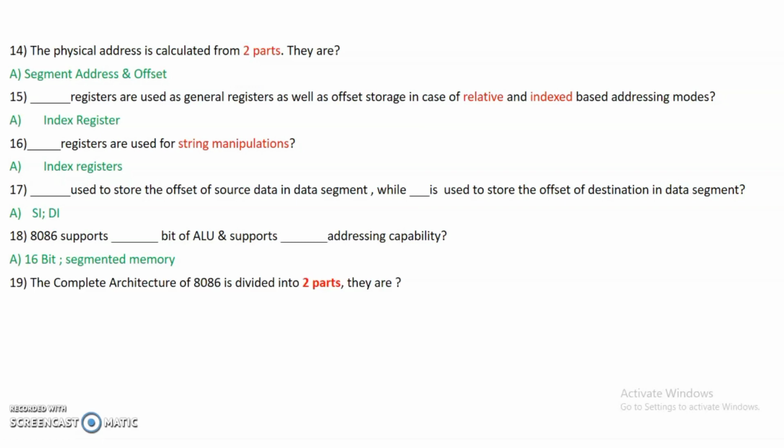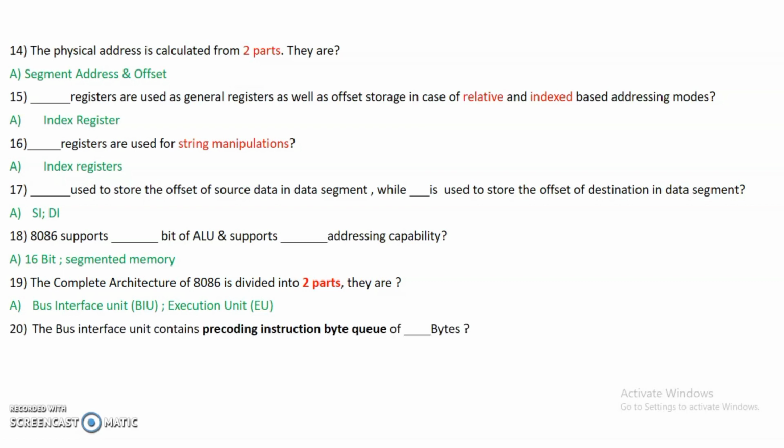Bit number 19. The complete architecture of 8086 is divided into two parts. Most people ask what architecture means. Architecture means how the particular instructions will be fetched, decoded and executed, and which units do all that. So this all comes under architecture. The whole architecture is divided into two parts, handled by two units: the first is the bus interface unit, and the second is the execution unit.